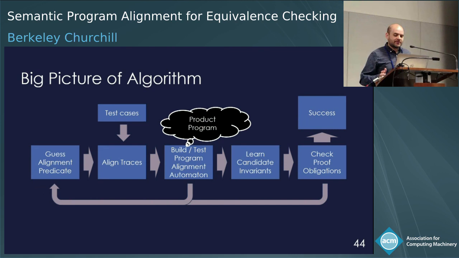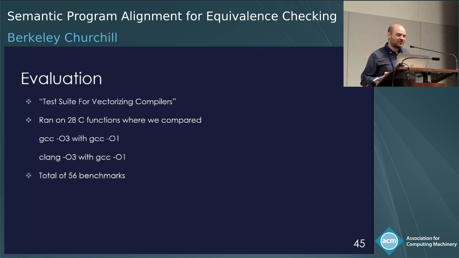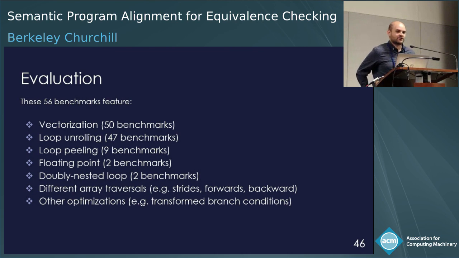So this is the big picture of what we're doing. We evaluated our technique on functions from the test suite for vectorizing compilers. We had 28 functions, which we compiled with GCC and Clang at the O1 and O3 optimization levels. These benchmarks had a lot of vectorization.